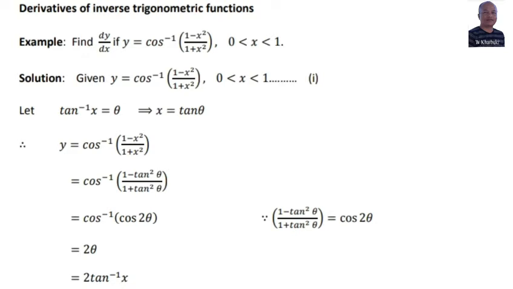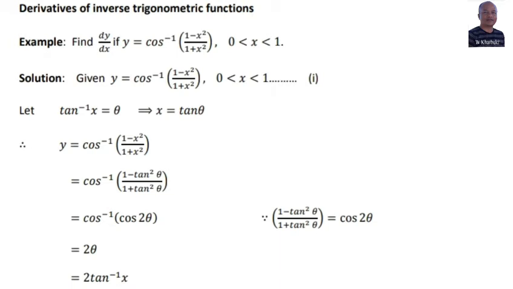So we start with let tan inverse x is equal to theta, which implies x is equal to tan theta. Or you can start with let x is equal to tan theta, which implies tan inverse x is equal to theta. Either way, it is true.